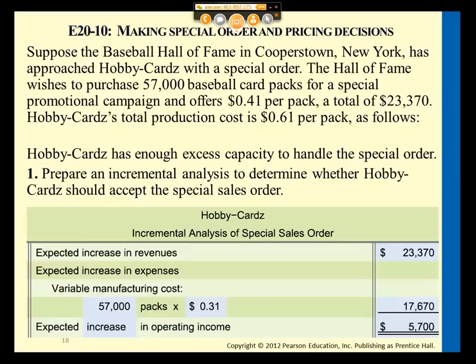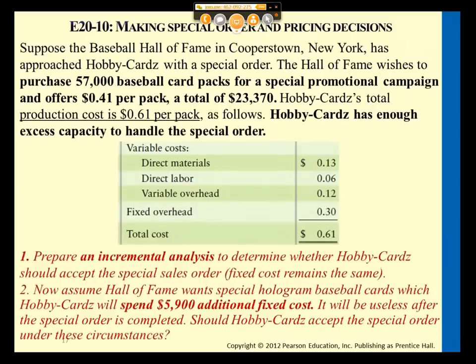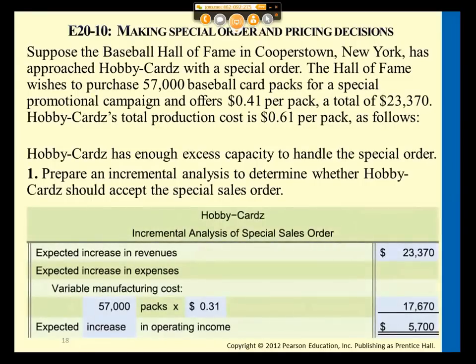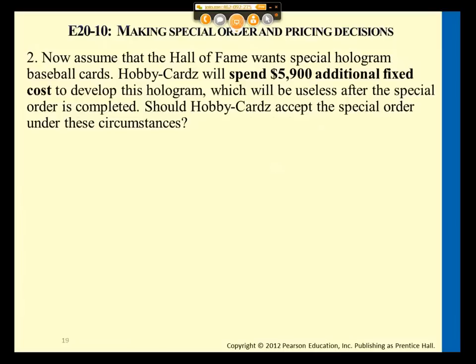So are we rejecting or are we accepting? Can you go to the previous slide? So total is given to you, 23,370. And the only thing you do, you calculate your variable manufacturing cost, and then you see if it's increasing or decreasing. Your operating income is increasing or decreasing. Okay, so we'll accept that. So second part.